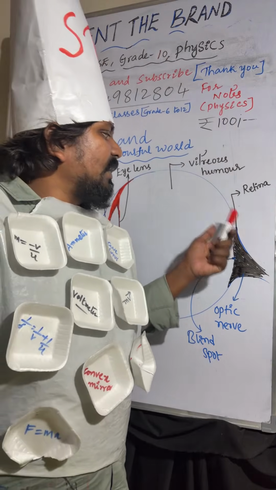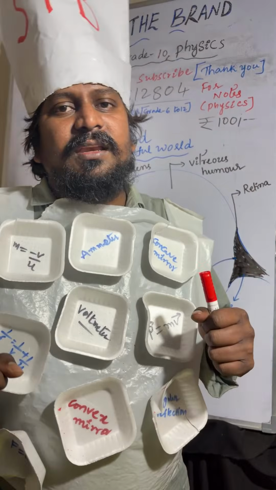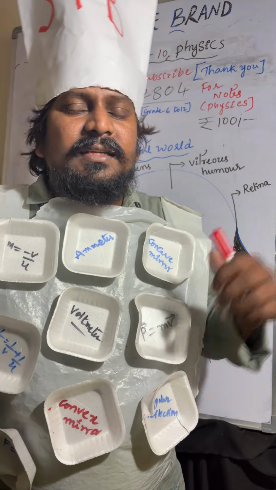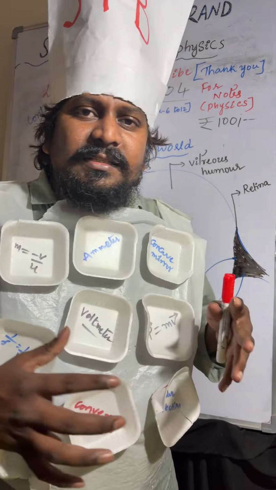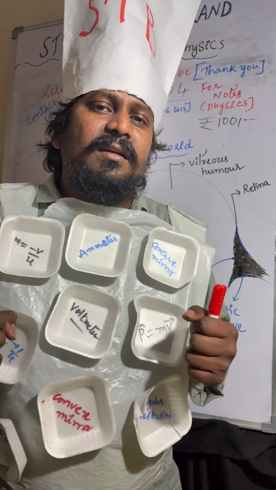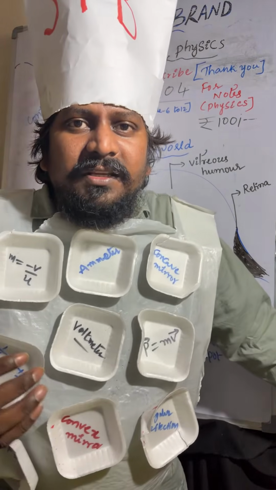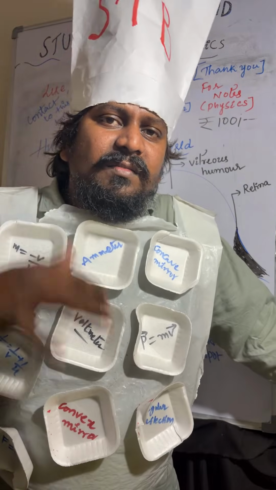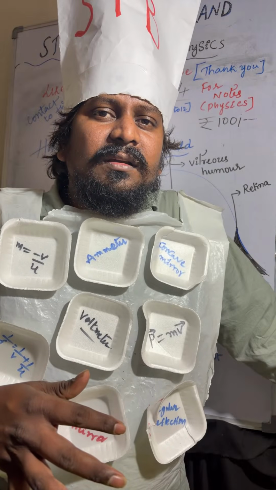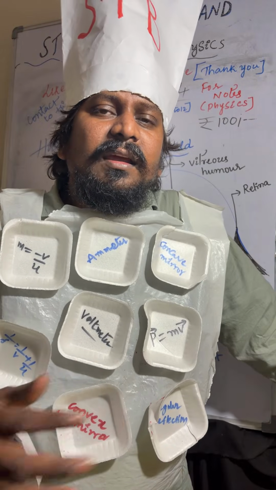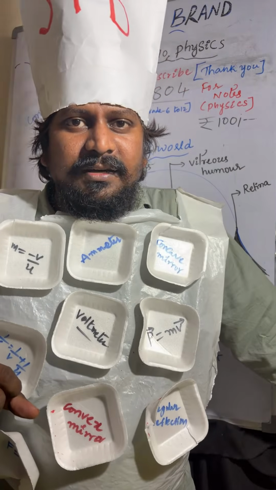And coming to the retina. Retina is a light sensitive screen. When our light rays are coming and meeting at retina, the image will form at retina. So what is the nature of the image? Real and inverted. So that 2D image will form at retina.